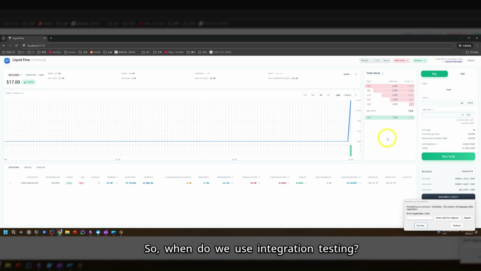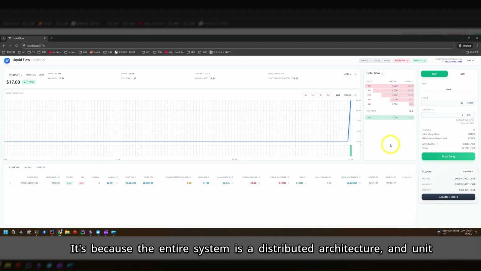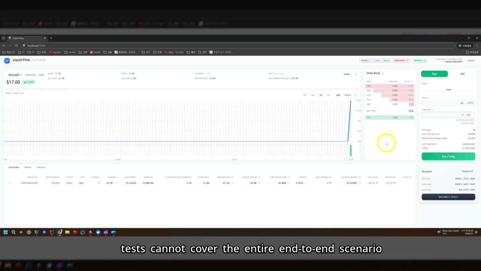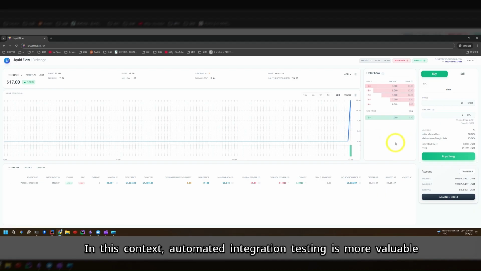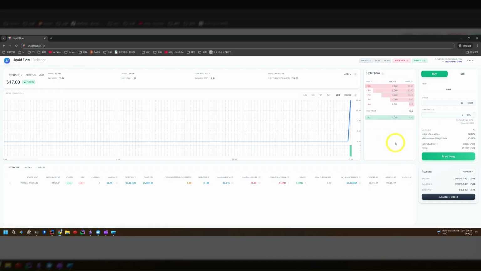So when do we use integration testing? It's because the entire system is a distributed architecture, and unit tests cannot cover the entire end-to-end scenario. In this context, automated integration testing is more valuable. Okay, let me first introduce.